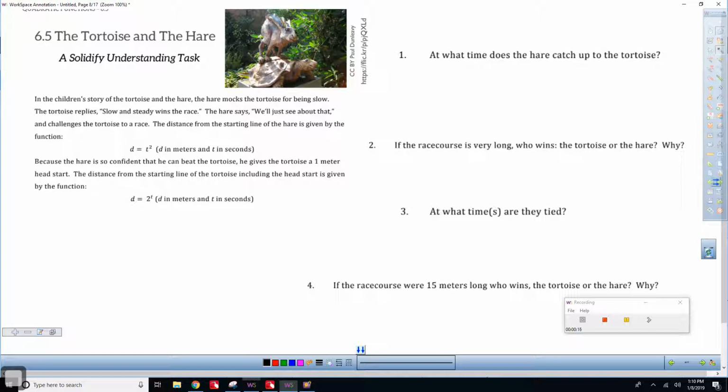6-5, the tortoise and the hare. So hopefully you've read this. You've got two different equations that represent the distance that these animals have traveled over time.